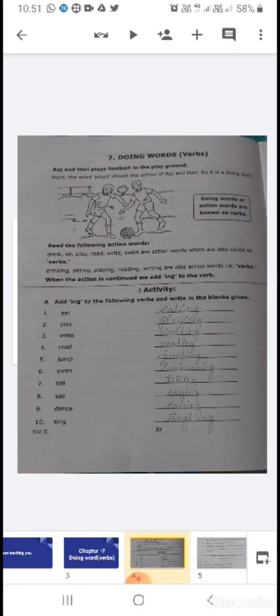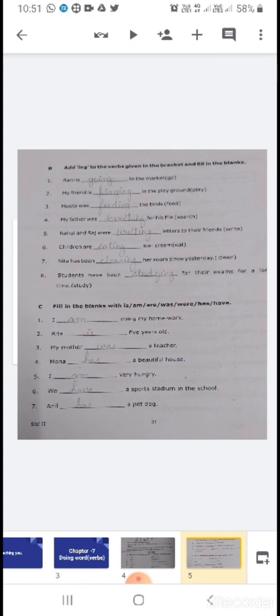Okay. Now see the next. Next is again add ing to the verbs given in the brackets and fill in the blanks. The word which is in the bracket, you just have to add ing to that word. Like the first is: Rani is going to the market. Because go is written in the bracket, we just have to add ing after that.